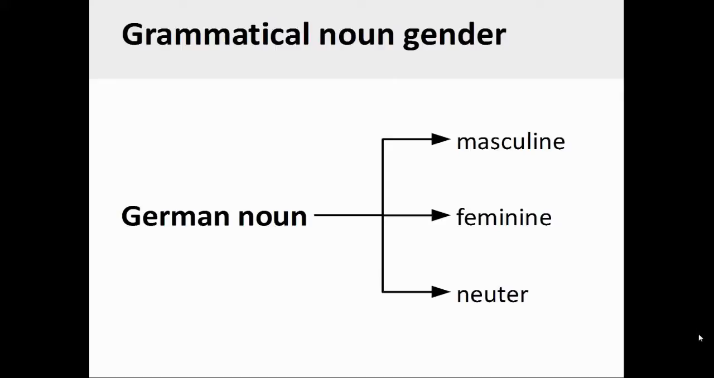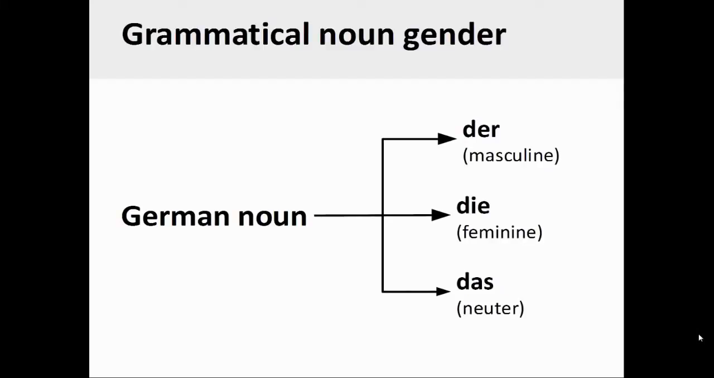It is important to know, however, that German nouns have a grammatical gender. They are either masculine, feminine, or neuter. There's usually a correspondence between the actual biological gender of a noun, if there is one, and its grammatical gender. Otherwise, the grammatical gender of a German noun seems to be somewhat random, especially to a person learning German for the first time.